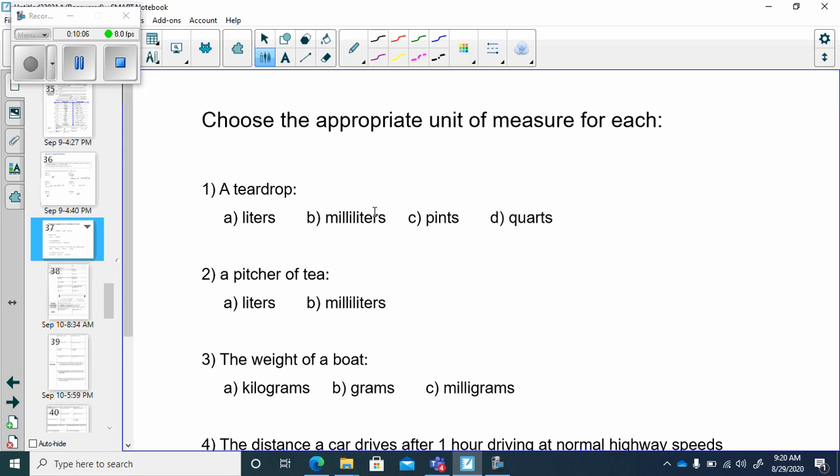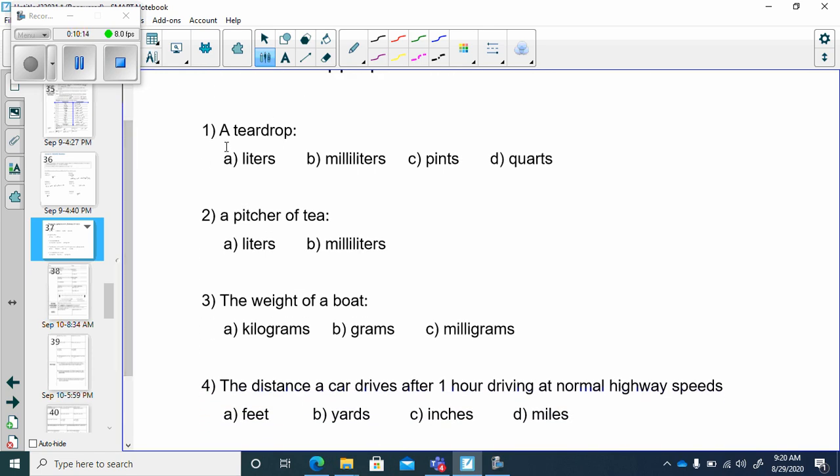Now, we're going to talk about choosing the appropriate unit of measure for very small or very large quantities. And these are just common sense. A teardrop, would I measure that in liters, milliliters, pints, or quarts? Think about liters. That's about like a Coke or a soft drink. Usually those come in 2-liter bottles. Pints, you know what a pint is. Jam often comes in pints. Quarts, you often have quarts of milk, things like that. A teardrop is very small, so you would be talking about milliliters there.